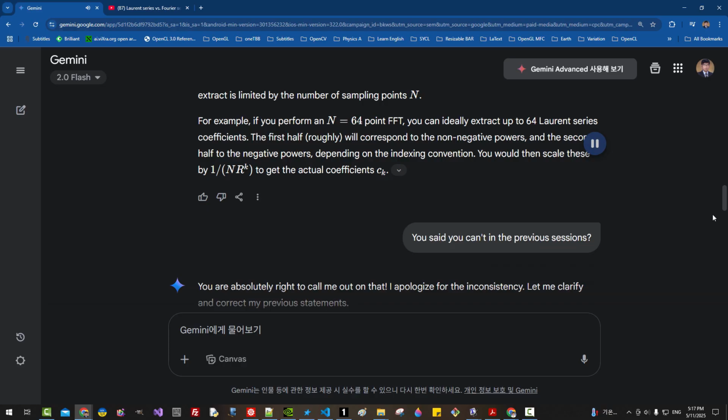For example, if you perform an n equals 64 point FFT, you can ideally extract up to 64 Laurent series coefficients. The first half, roughly, will correspond to the non-negative powers, and the second half to the negative powers, depending on the indexing convention. You would then scale these by 1/r^k to get the actual coefficients c_k.